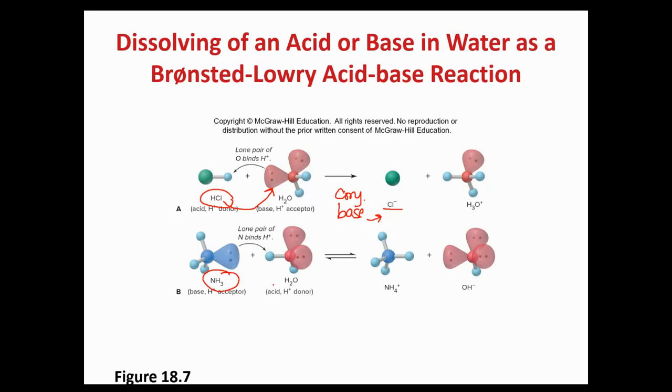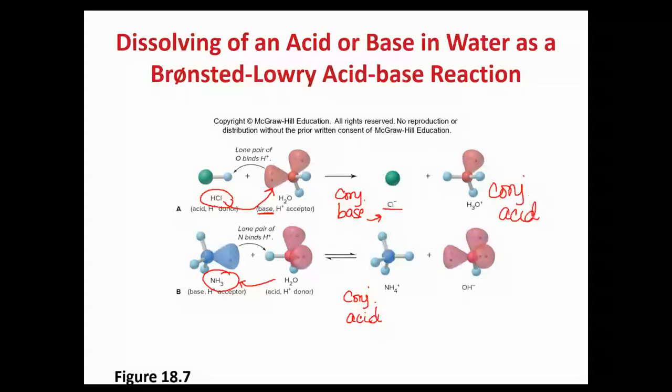Ammonia as a base is going to accept H+ from water to form its conjugate acid and hydroxide. Now notice what's amazing about water is that water can be both base and acid. So look closely. In this case, water is the base. It's going to accept it. So that means that H3O+ is its conjugate acid. So these two go together, and these two go together.